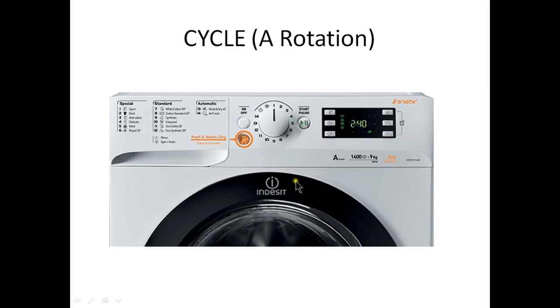You switch on this washing machine, and the button will start moving slowly, gradually. After 5 or 6 minutes, when it comes to number 1 again, you can say the washing machine's dryer has completed one cycle.